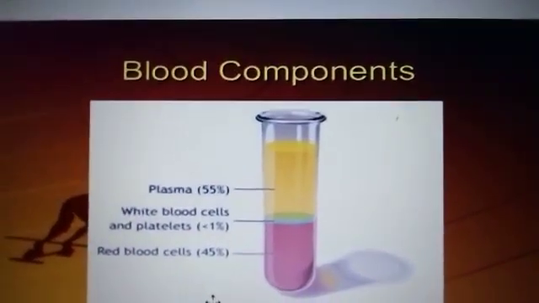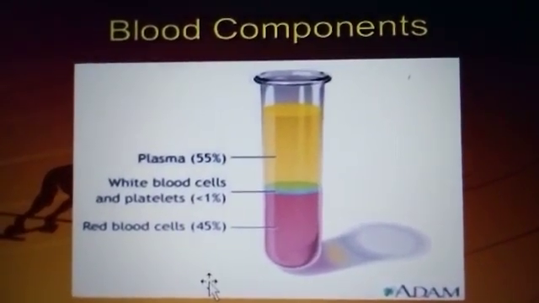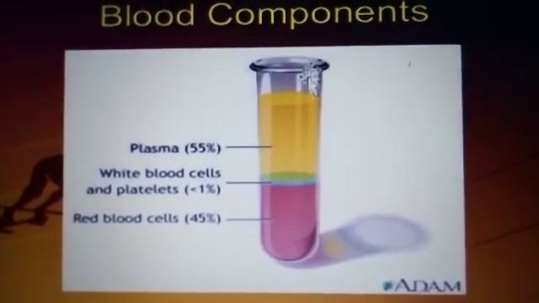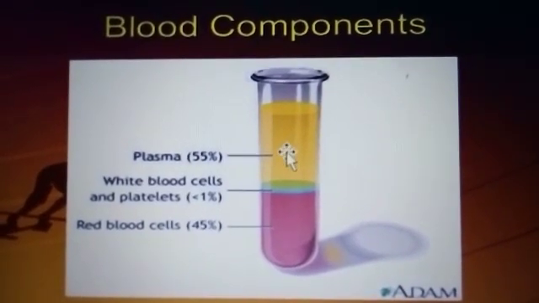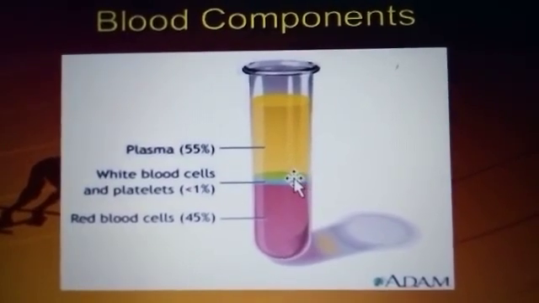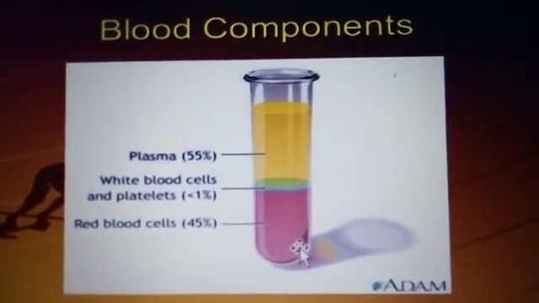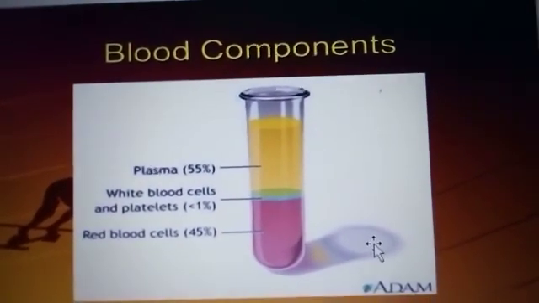So once again, have a look here. In a test tube full of blood, 55% is plasma. Then 1 to 2% will be white blood cells and platelets, and the rest, about 45%, will be red blood cells.